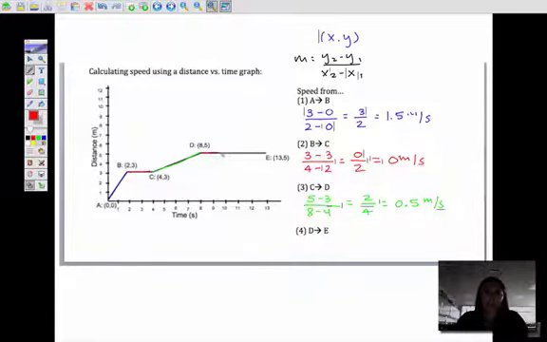Now let's look at D and E. Our second y-coordinate is 5, and our first y-coordinate is 5 as well, because it's a flat line, so they're all on the same y-coordinates. And our second x-coordinate is 13, minus our first x-coordinate, which is 8. So 0 over 5 is still equal to 0 meters per second. So again, it's a flat line, the slope is equal to 0, so that means our object's not moving.